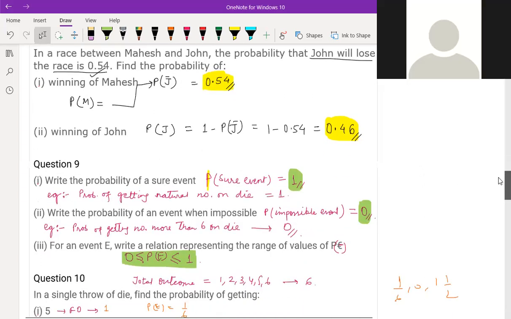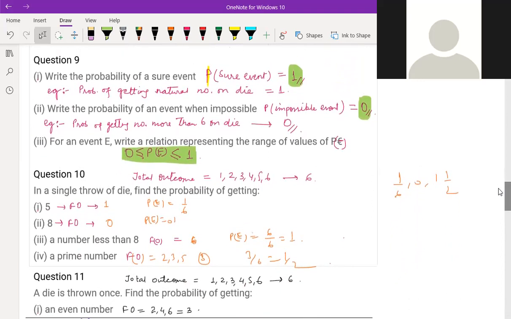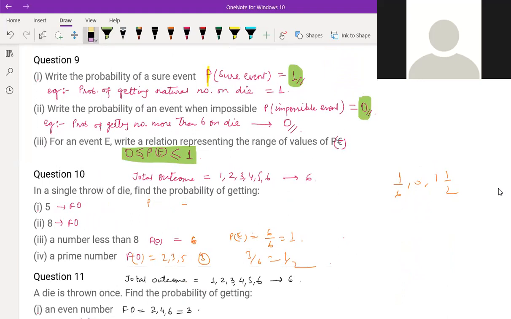So next question is the 9th. What is the probability of a sure event? A sure event is always 1. An impossible event is always 0. Okay. Impossible event is always 0. All right. Now all of you do question number 10. I'm erasing the answer. All of you do question number 10 fast.